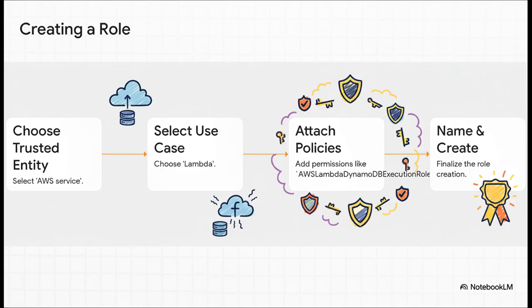So, how do you make one? Well, in the console, it's pretty simple. You basically just tell IAM, hey, I'm creating a role for the AWS Lambda service to use. Then you attach the permission policies it needs, maybe for DynamoDB or S3, give it a name, and bam, you're done. Now your Lambda can put on that identity whenever it runs.